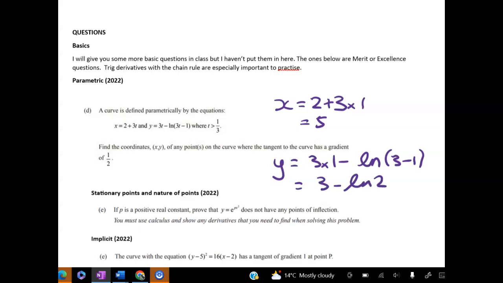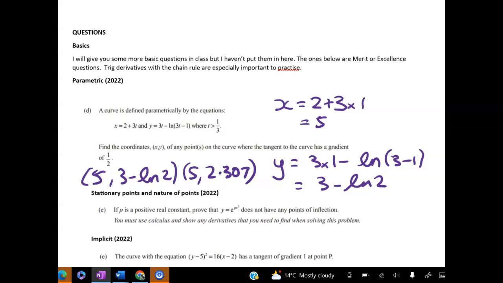And so if you want to give those coordinates, you could either write them as 5... Did it ask for exact values? No, it didn't. So the exact value is that, and the approximate value is 5, and I got 2.307 to 3 decimal places. Okay, so that's the basics of how parametric works.